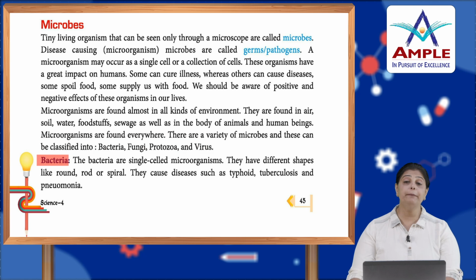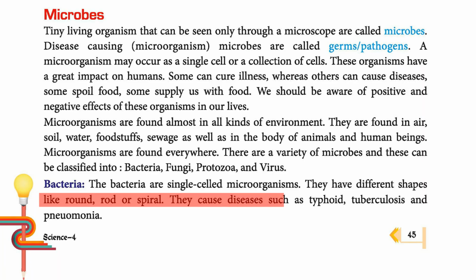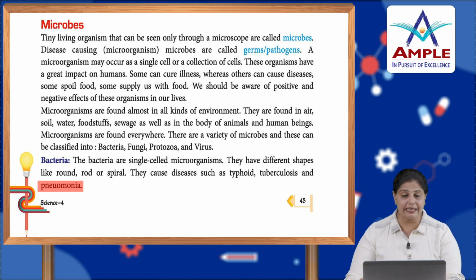Now, let us look at bacteria. What is bacteria? It is a single celled microorganism. They have different shapes like round, rod or spiral. They cause diseases such as typhoid, tuberculosis and pneumonia. The various types of bacteria are cocci, spirilla or bacilli.